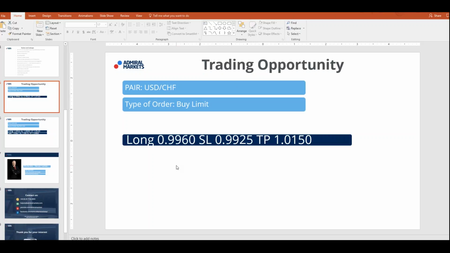It's dollar Swissy, 0.9960, 0.9925, TP is 1.0150. Okay, so this is a trading opportunity, dollar Swissy, 4-hour time frame trade.